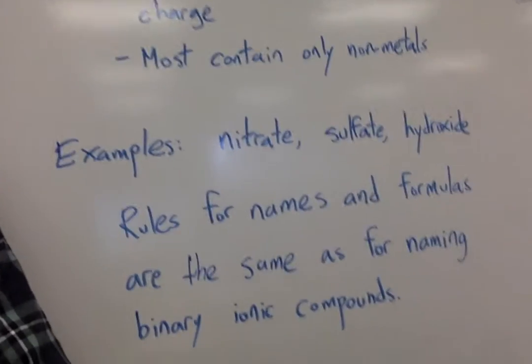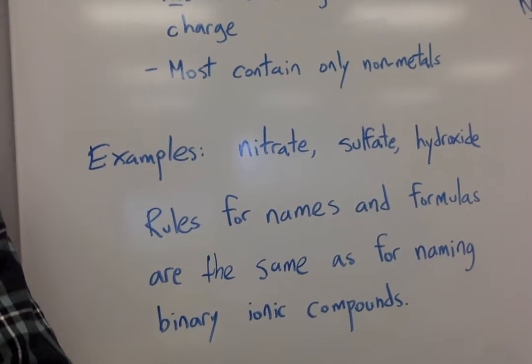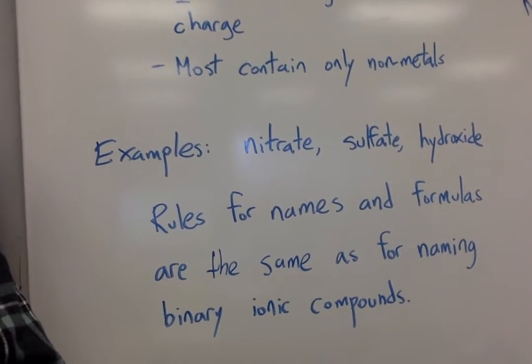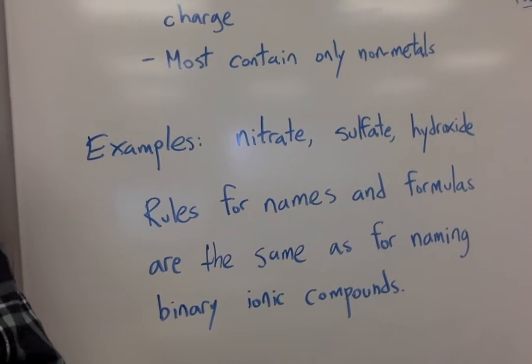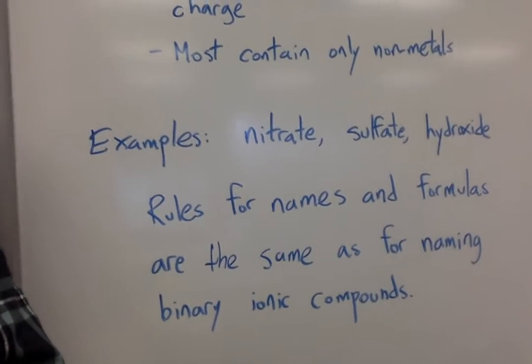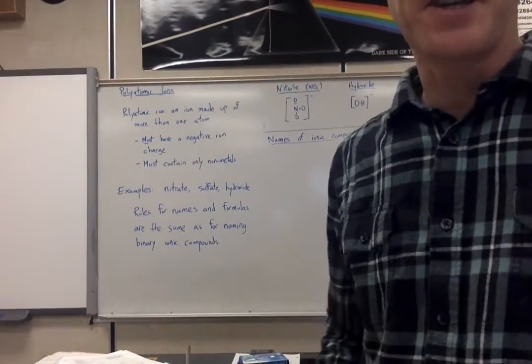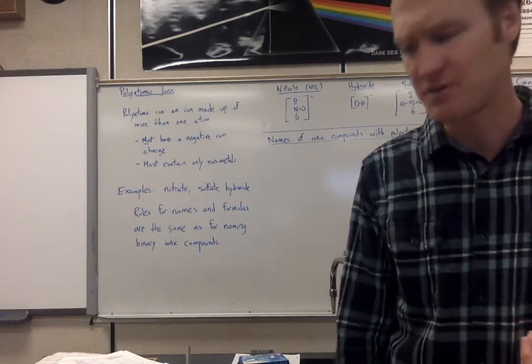Things to know about these polyatomic ions: first of all, you're going to see a lot of examples. This is going to come up a lot when you're taking chemistry. Nitrate, sulfate, hydroxide are some examples. The rules for naming and formulas are pretty much the same as for naming binary ionic compounds. But I'd like to go into some common mistakes today, and I'd also like to show you a bit about the structure.